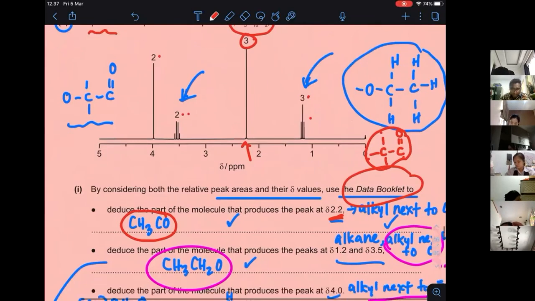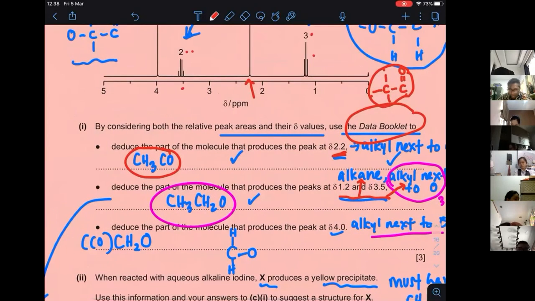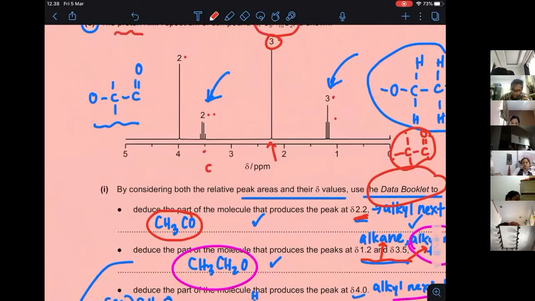So here we do the same thing as well. 1.2 and 3.5. When I look at my data booklet, they say that 1.2 is alkane. Another one is 3.5. They say that it's going to be alkyl next to O. They didn't say alkyl next to carbon double bond O, it's alkyl next to O. Now I know the 3.5 is going to be here, and then it's going to be alkyl next to O. So I draw C, and then maybe I just put O here, and then alkyl next to O.